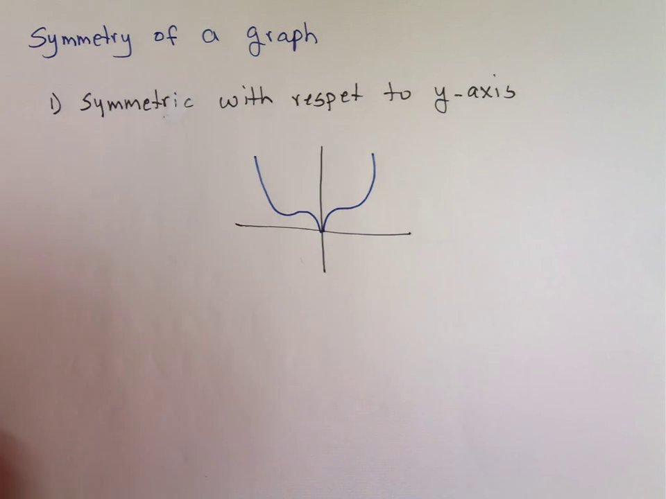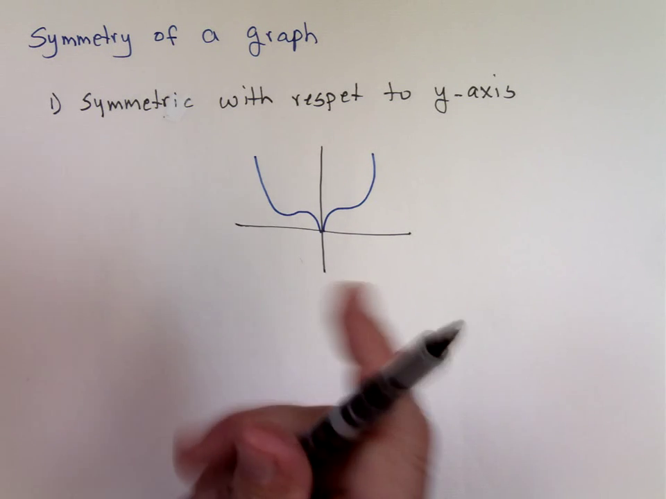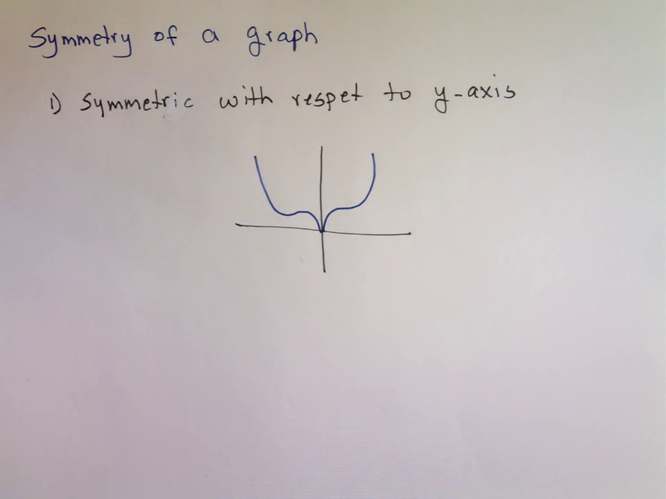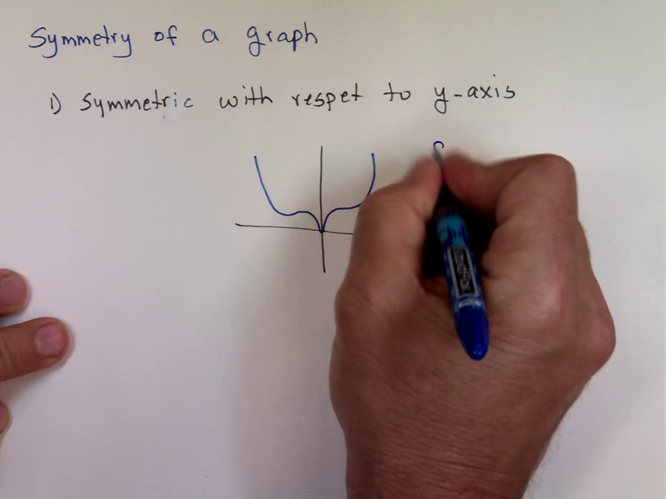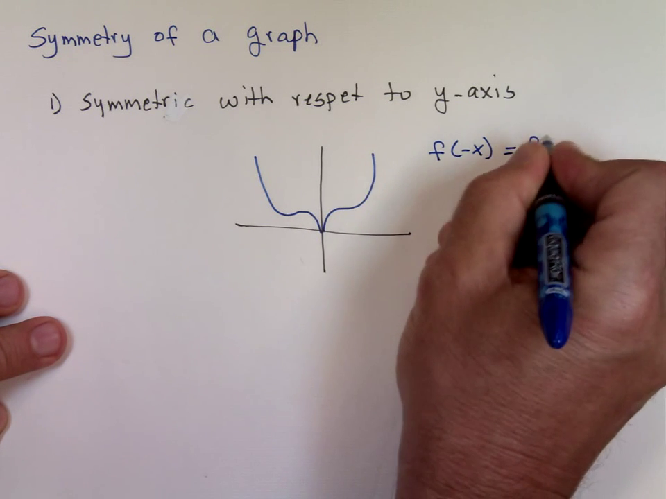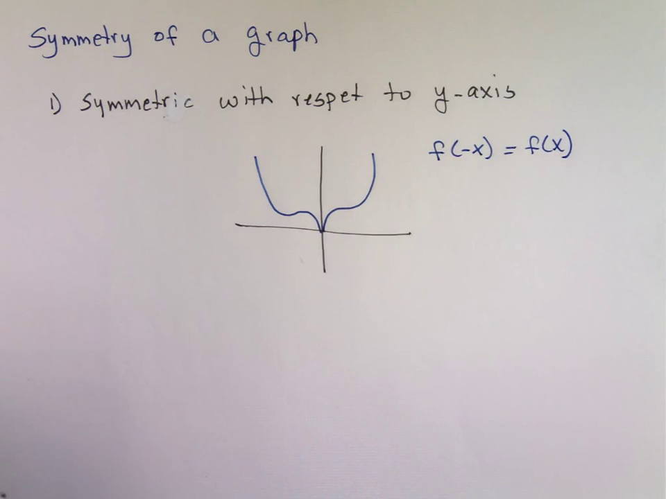Well, how do you know the function is symmetric with respect to the y-axis? Well, you know it's symmetric with respect to the y-axis if f of negative x equals f of x. Meaning, if you replace x with negative x, you end up with the same answer.